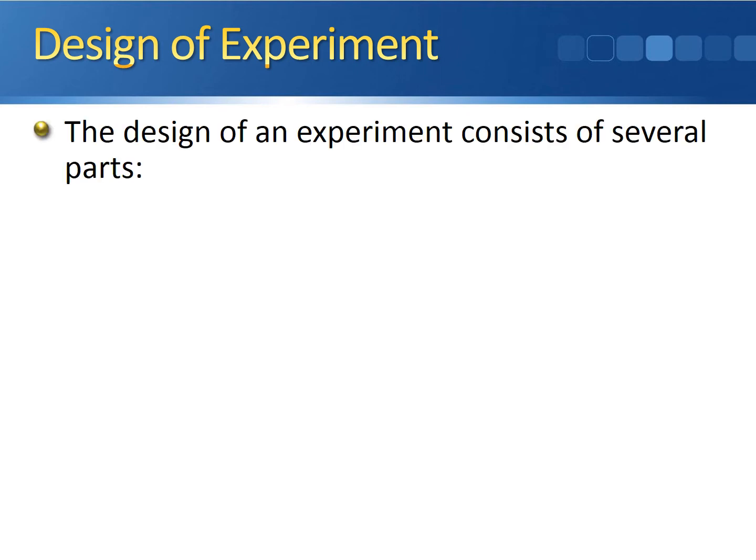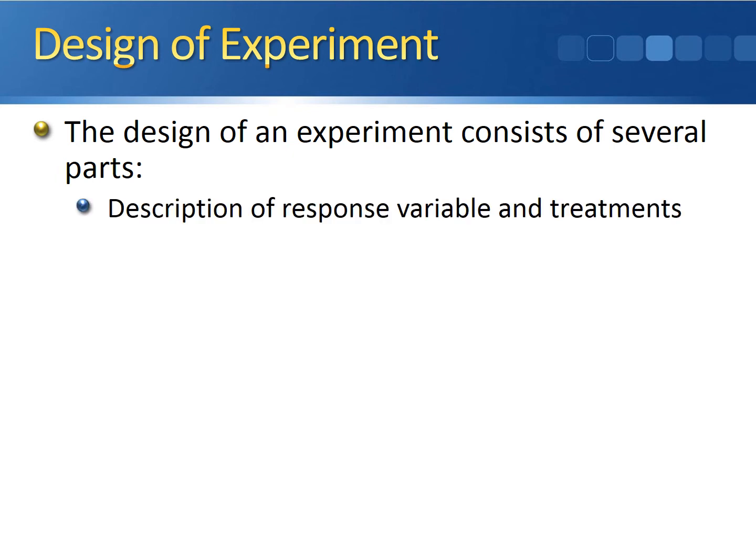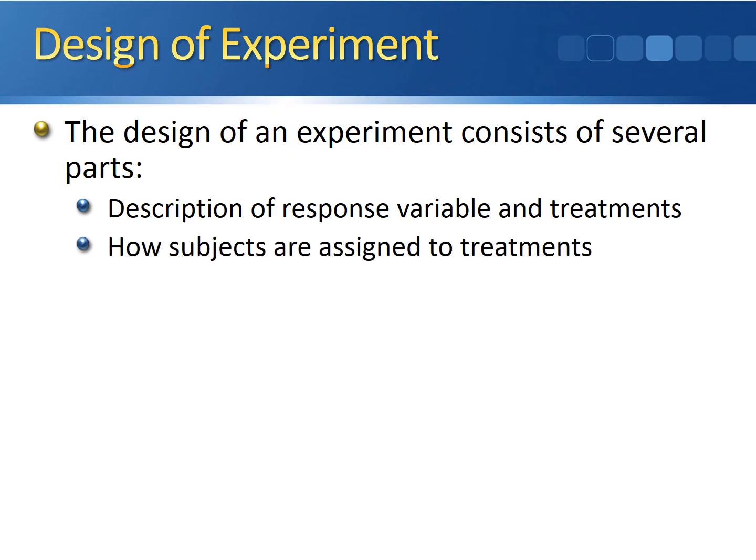At this point, I want to show you how we can diagram an experiment. The design of an experiment consists of several parts. First of all, we need a description of the response variable and the treatments in the explanatory variable. We need to know how subjects are going to be assigned to different treatments, and we need to know how data is going to be collected.